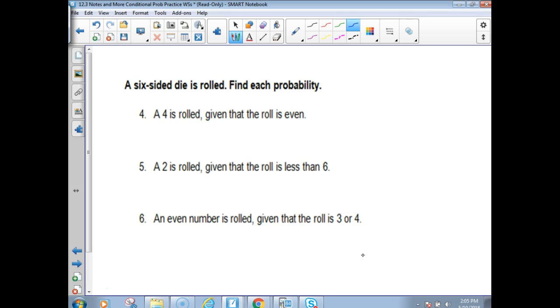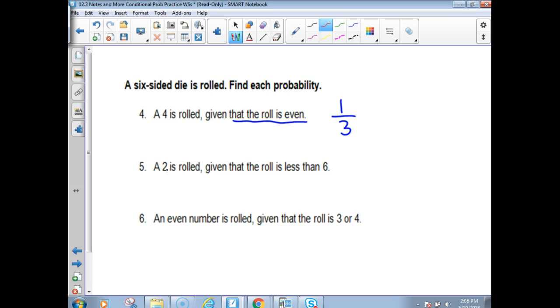A 6. Now we're working on a die. We got a 6-sided die, so there's 1 through 6 on the die. Find each probability. A 4 is rolled, given that the roll is even. So first we want to think about what numbers it's out of. So the bottom number will be, how many are even? Yep, 3 of them. And how many of them would be 4? 1 of them.